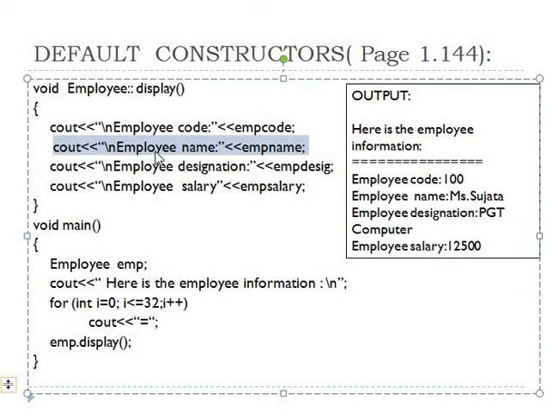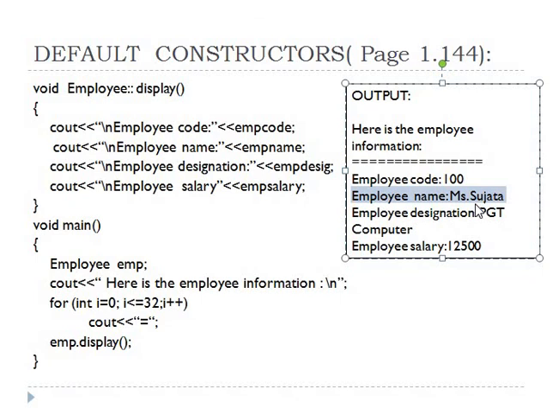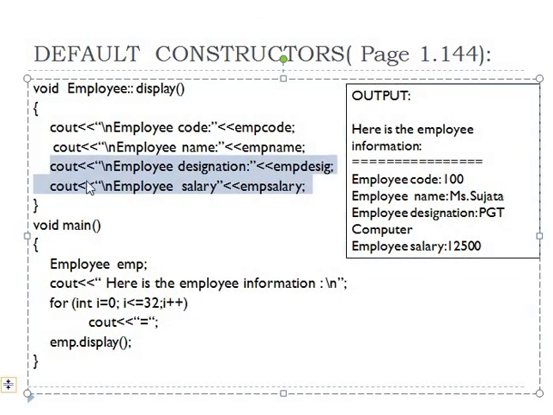In the next statement it tries to print the text employee name followed by the value assigned to the data member emp name. During the initialization process, the value assigned to the data member emp name was Ms Sujata. So employee name Ms Sujata. Then in the next two lines we have employee designation and then the value assigned to the data member emp desig, and then the employee salary with the value assigned to the data member emp salary.